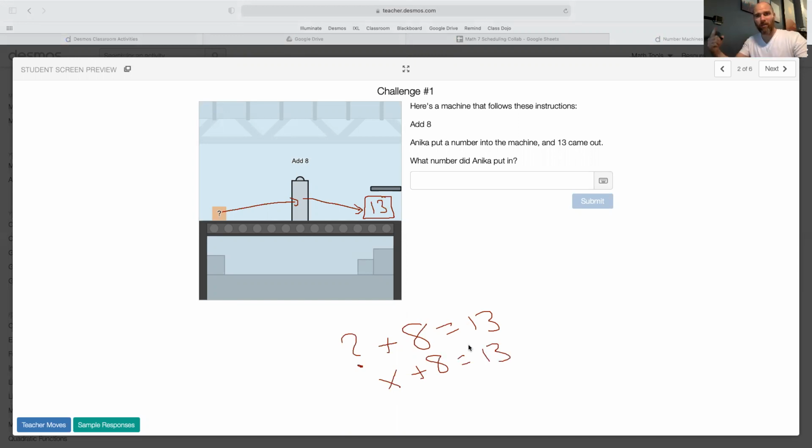Well, all we have to do is reverse the machine, right? Go back. So we can figure out what the input was by reversing the machine. Instead of adding 8, we could just subtract 8 and we'll get the input. So 13 minus 8 equals 5. So I think the input was 5, right? If we were to put 5 into the machine and it added 8, we would get 13. So we reversed it. We did 13 minus 8 to get back to that input number of 5.